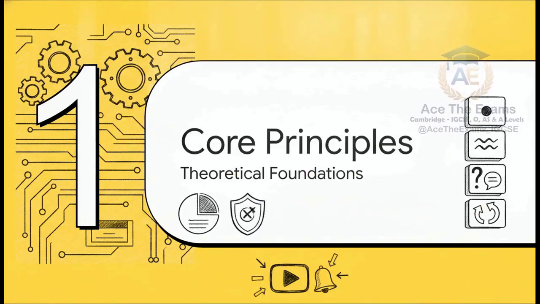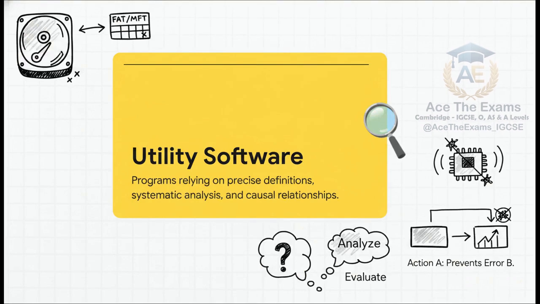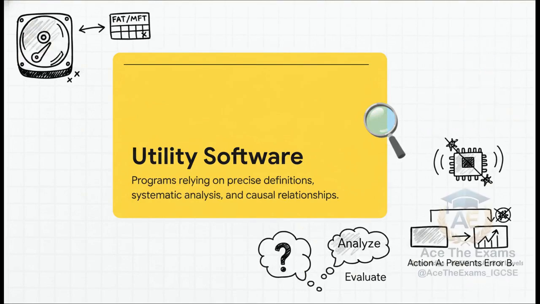This is all about the core principles and the theoretical foundations. You have to lay the groundwork before you can build the house. When we talk about utility software under the 9618 syllabus, you need to realize it is not just a casual list of helpful little programs. The entire conceptual framework here relies heavily on precise definitions, systematic analysis, and robust, evidence-based reasoning.